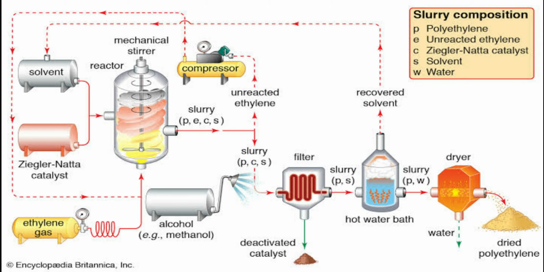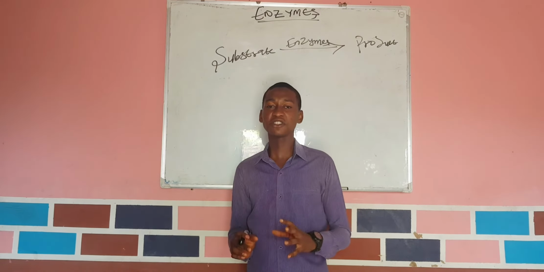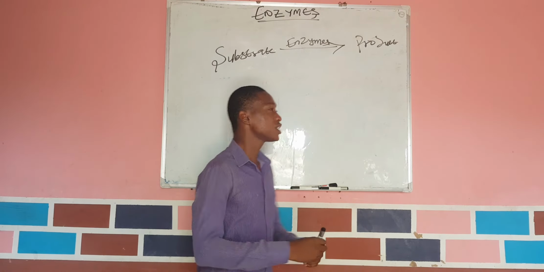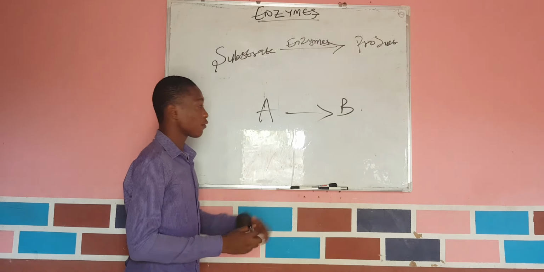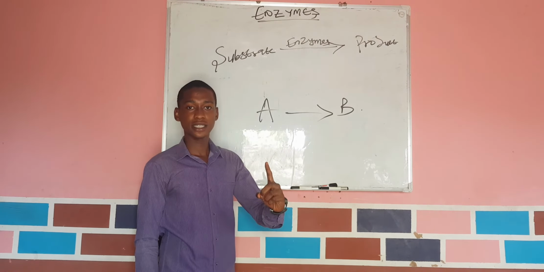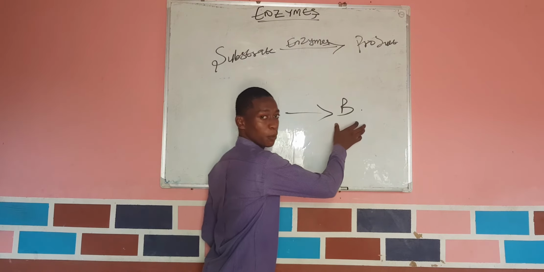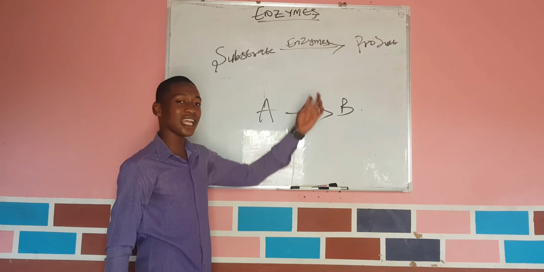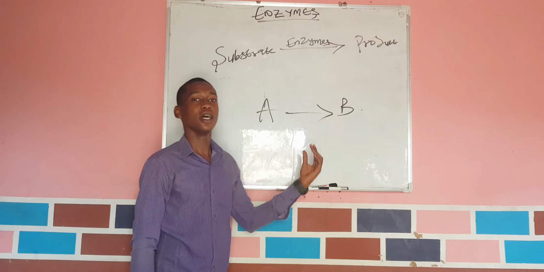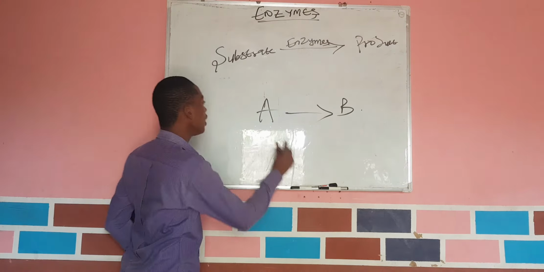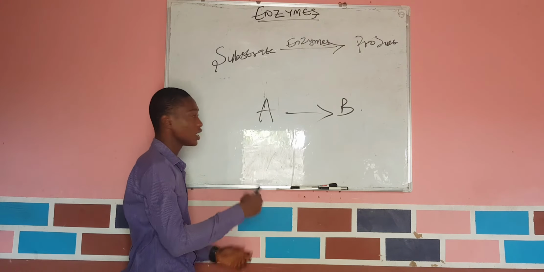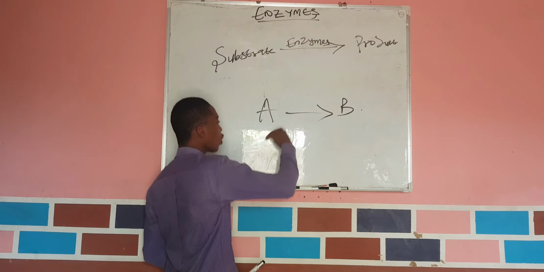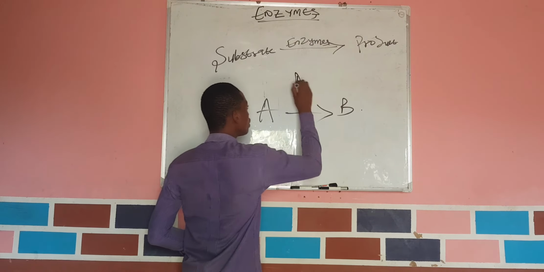That is why transition state theory is proposed to explain the action of enzymes. Now for this reaction A to B to occur, energy is supplied. A is an unstable state, and B as a product is a stable state. The energy required for A to change from this unstable state to a stable state is what we call the activation energy.